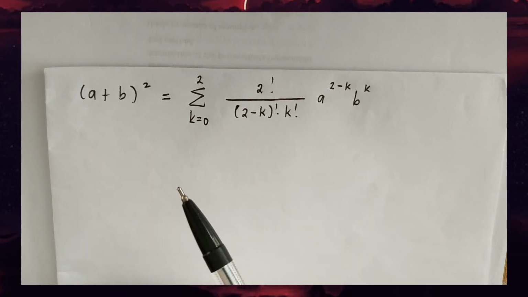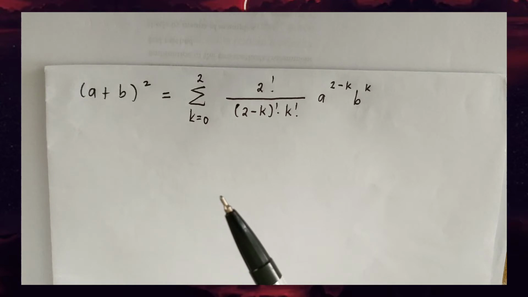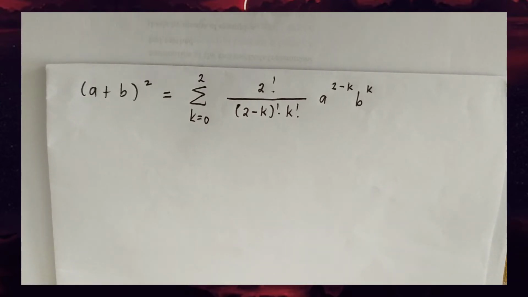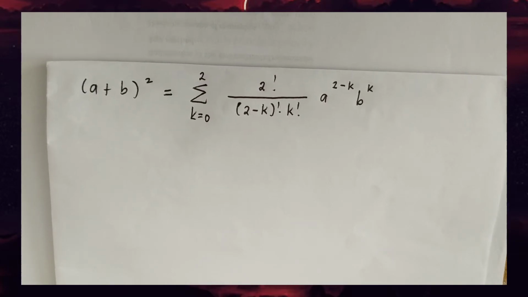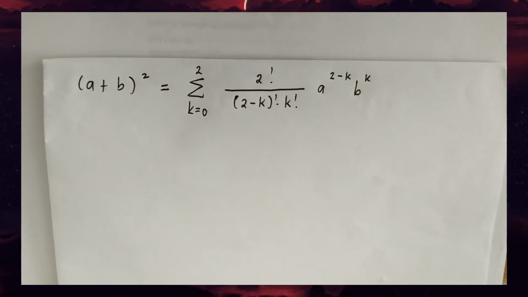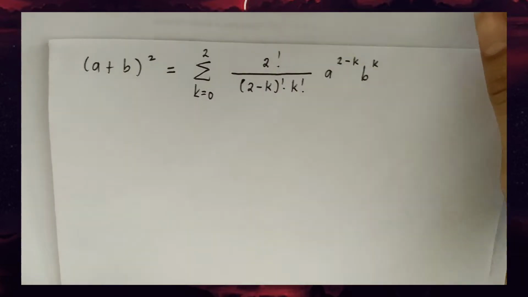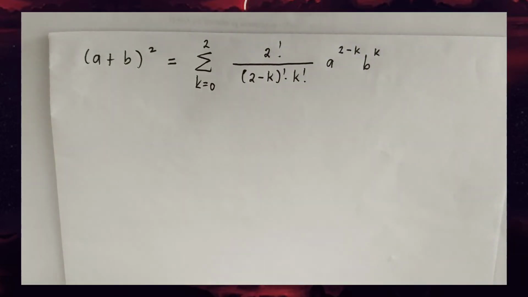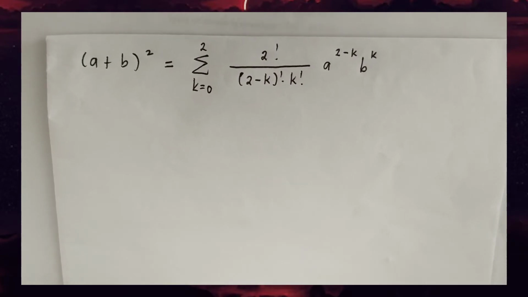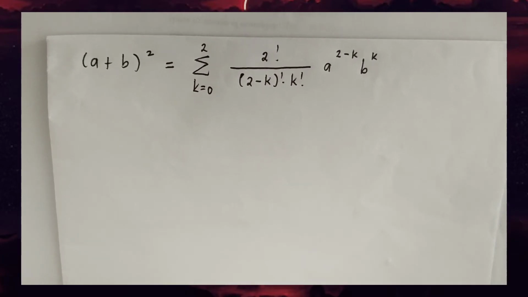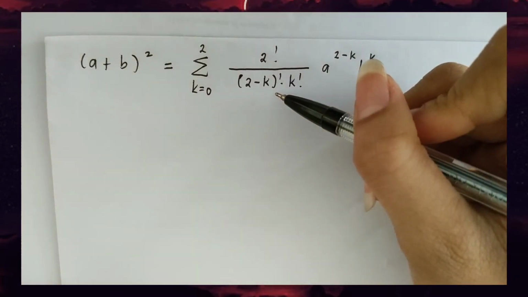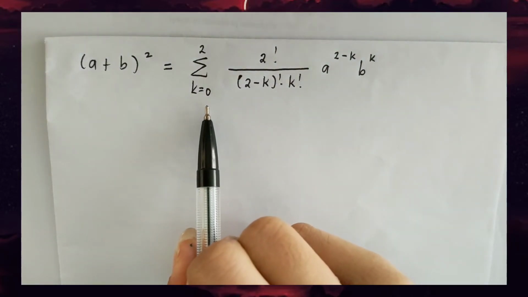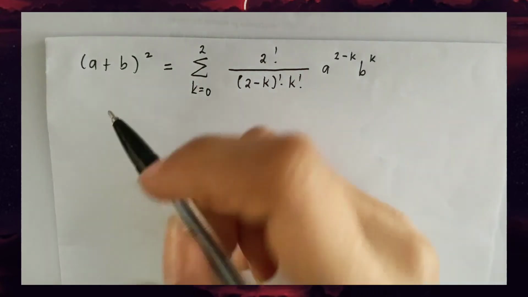So let us try to solve this one using the binomial theorem, and see if we get the same answer, which is a squared plus 2ab plus b squared. Our solution will be that I substitute the values 0, 1, and 2 for k, since our starting point is 0 and we will stop at 2.